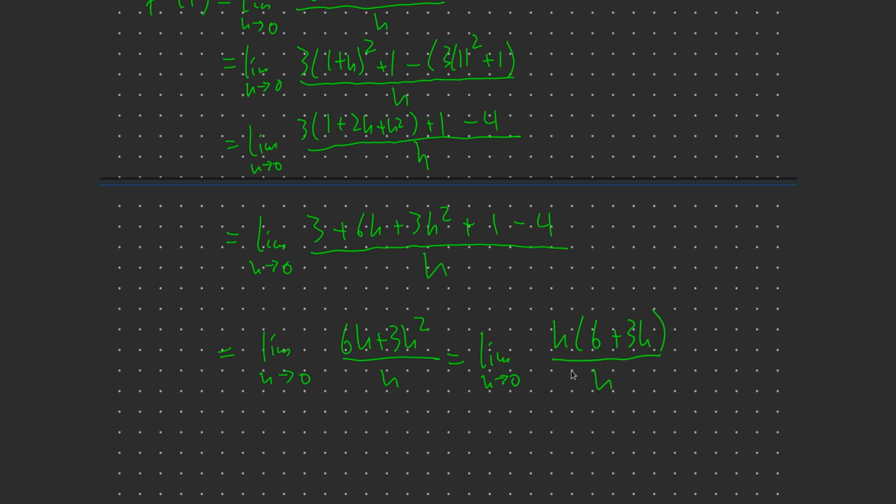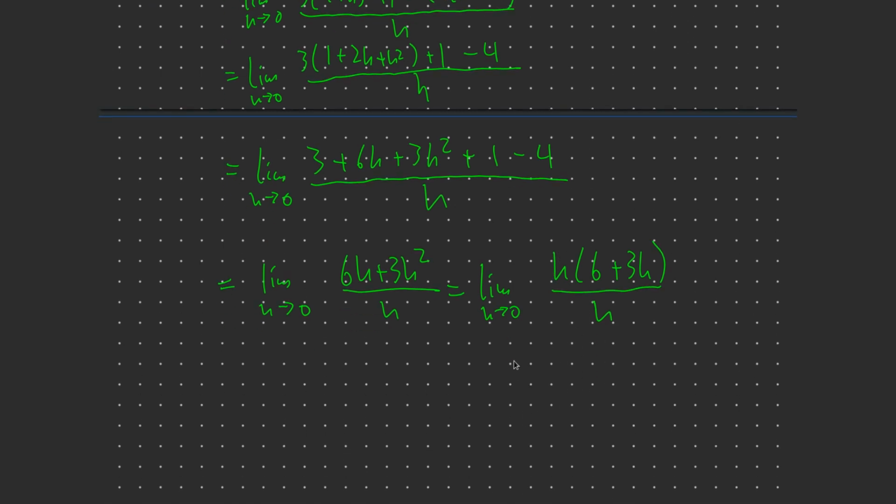And now that we're multiplying an h in the numerator and in the denominator, we can cancel these h's, and we get that this is the limit as h goes to 0 of 6 plus 3h. And finally, there's no more h's in the denominator, so we can just plug in h equals 0, and we get that the answer here is 6.